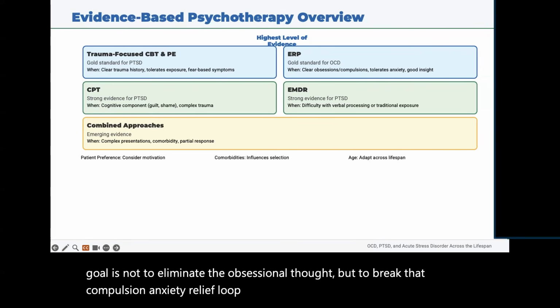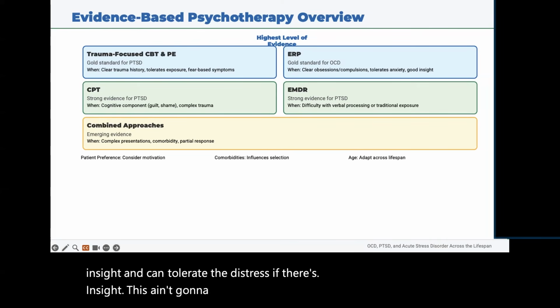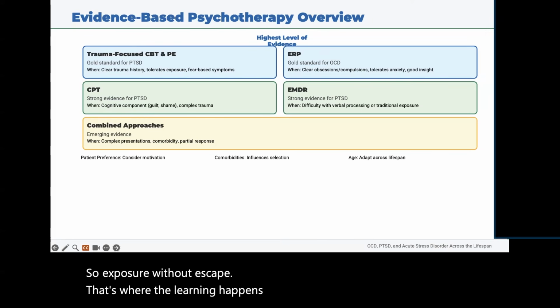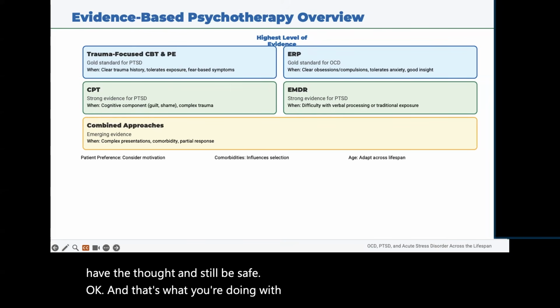But the goal is not to eliminate the obsessional thought, but to break that compulsion-anxiety relief loop. So this is ideal when a patient has good insight and can tolerate the distress. If there's no insight, this isn't going to go anywhere. And the principle here is the same. So exposure without escape. That's where the learning happens. And you're teaching the brain, you can have the thought and still be safe. Okay? And that's what you're doing with exposure response prevention.